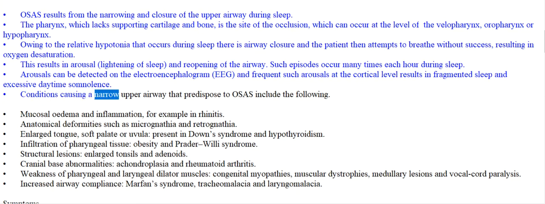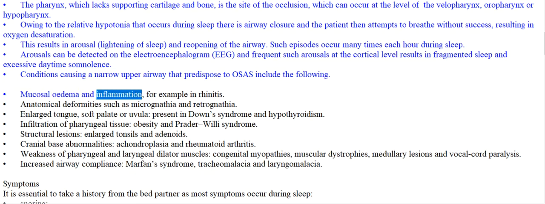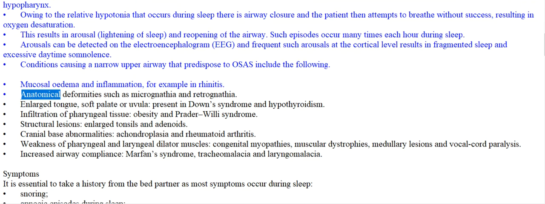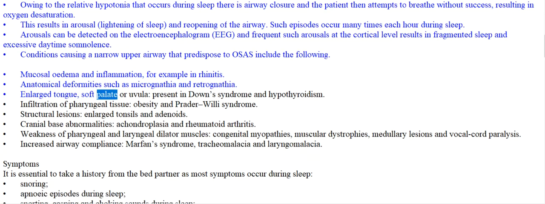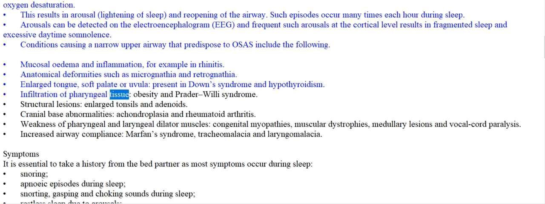Conditions causing a narrow upper airway that predispose to OSAS include the following: mucosal edema and inflammation, for example in rhinitis. Anatomical deformities such as micrognathia and retrognathia. Enlarged tongue, soft palate, or uvula, present in Down syndrome and hypothyroidism. Infiltration of pharyngeal tissue, obesity and Prader-Willi syndrome.